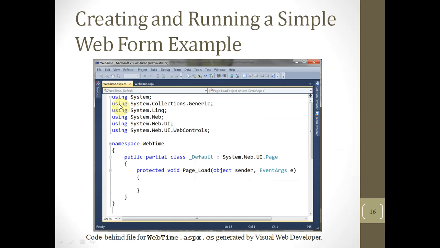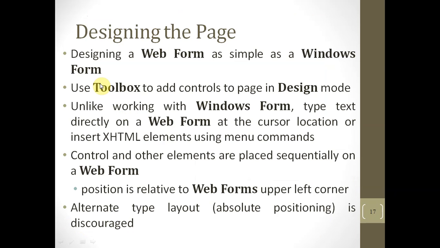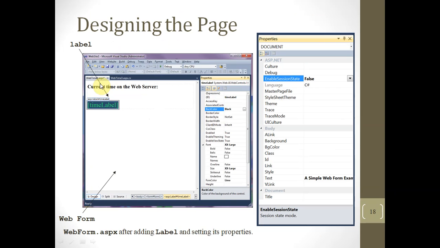Again, I am showing you, this is the toolbox. On the left side we will have the toolbox, and from the toolbox we will drag the label, and these are the properties of the label.